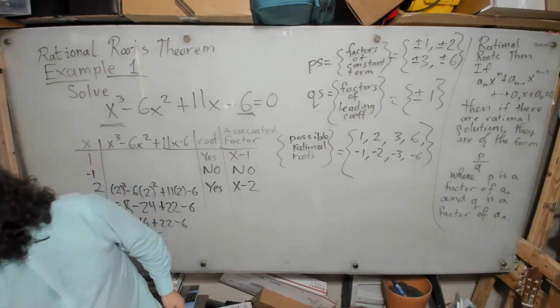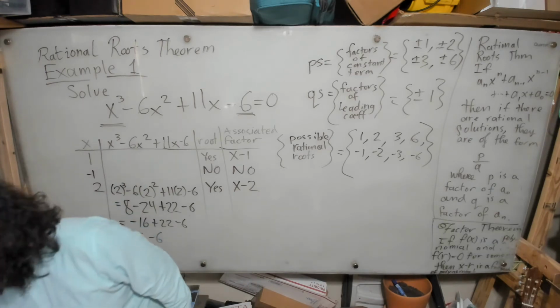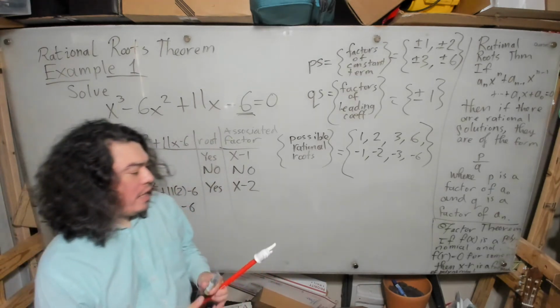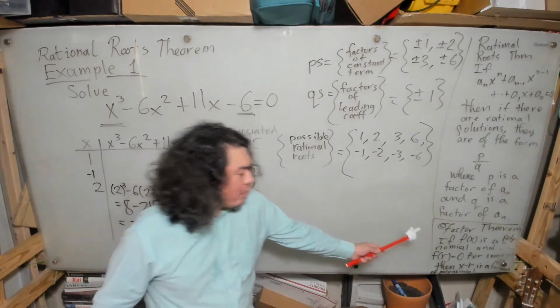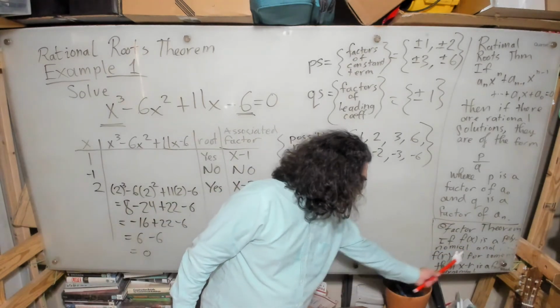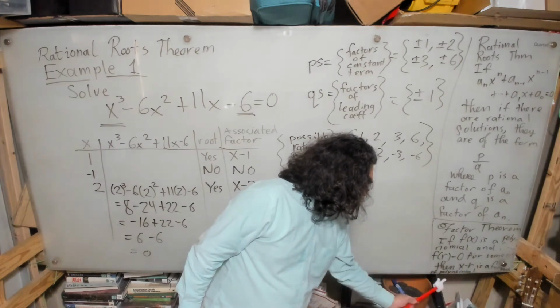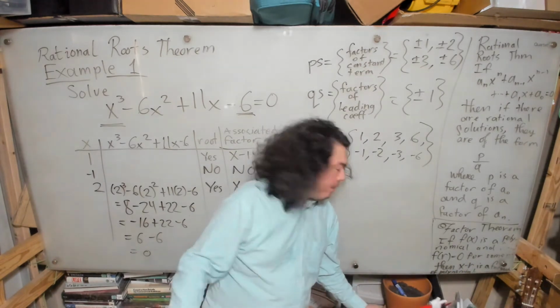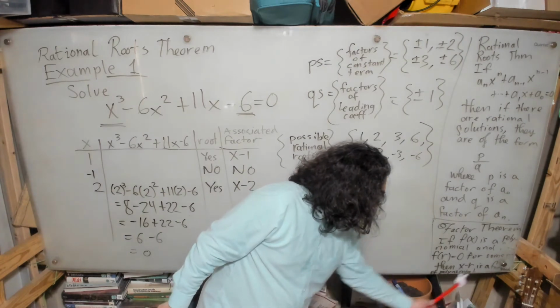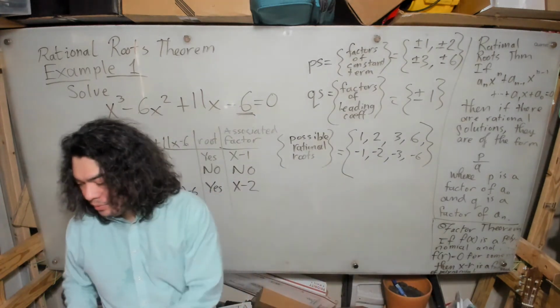Let me write that out for us. Let me just remind you of that result. The factor theorem says that if f of x is a polynomial and f of r is equal to 0 for some real number r, then x minus r is a factor of the polynomial.